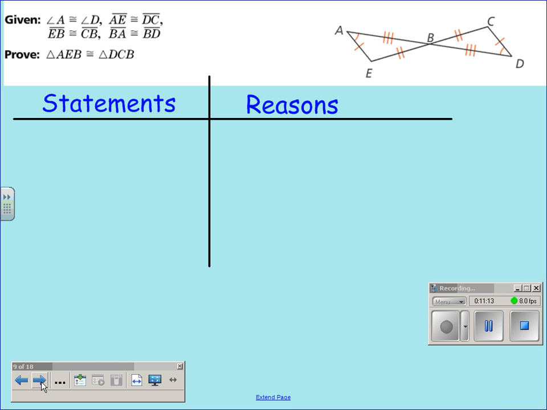Here's one more proof, and then this is where we'll finish for today. So give it a try. Pause the podcast. See if you can figure it out. It's really not that bad.